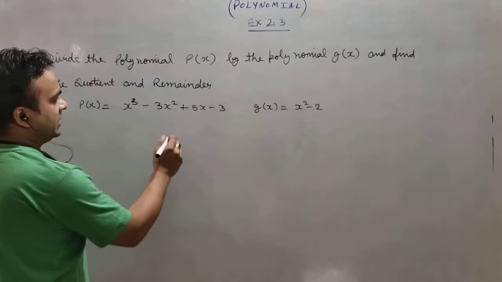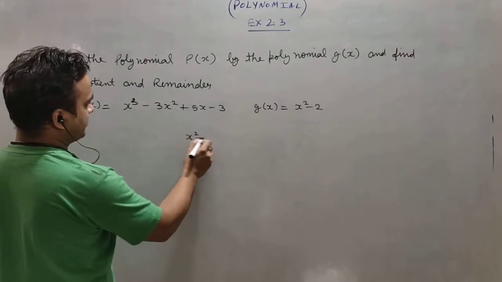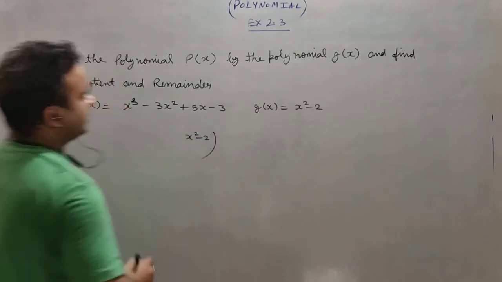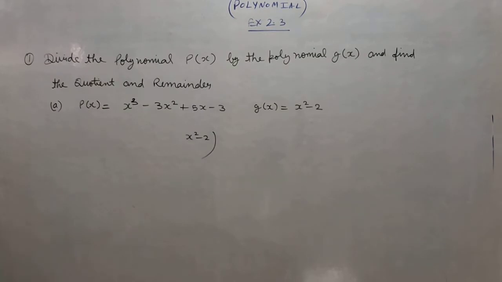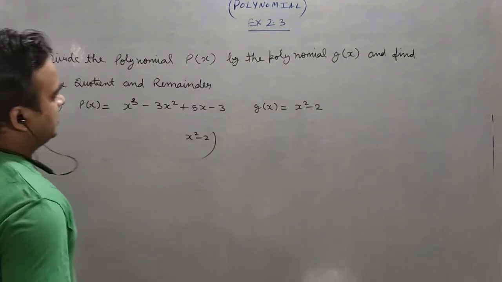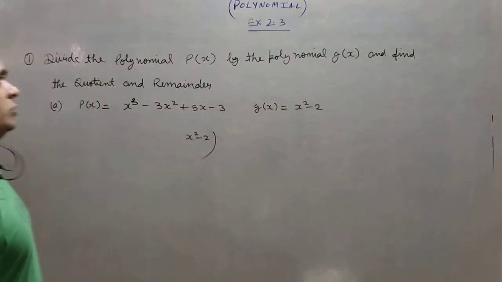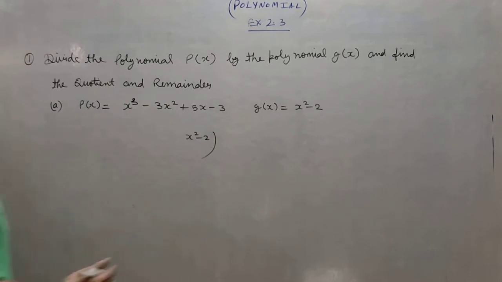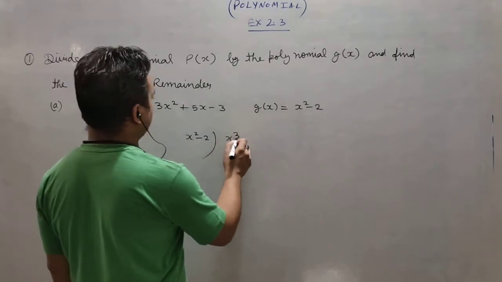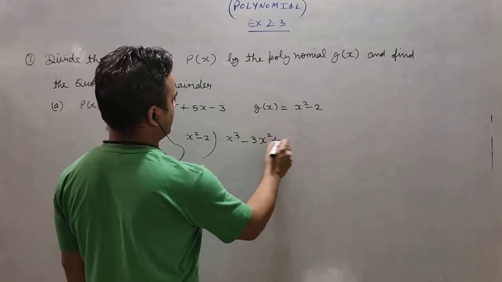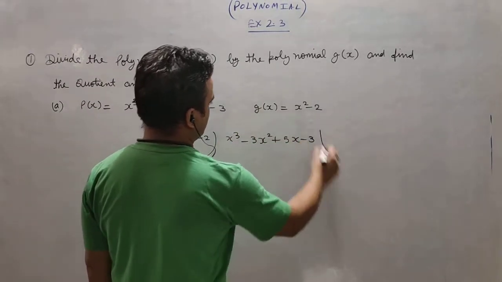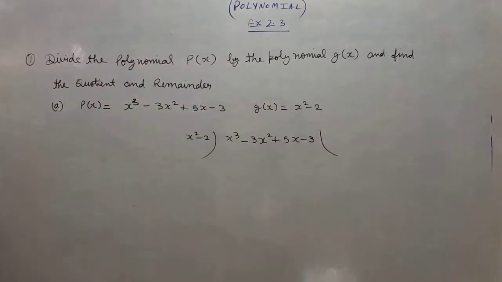So I am writing in this way because we have to find the remainder and quotient both. If we have to find the remainder, then we can use the remainder theorem, but for getting a quotient we have to divide, simple division, which we have done in the previous classes also. So it is this one. So how will you start?